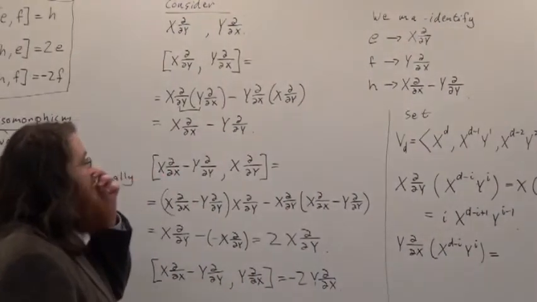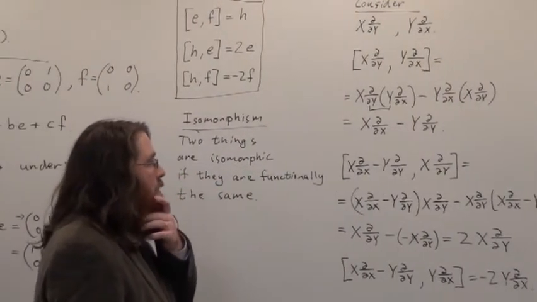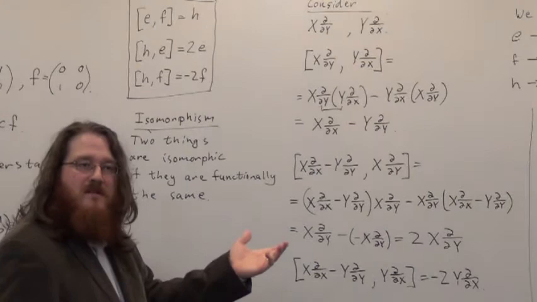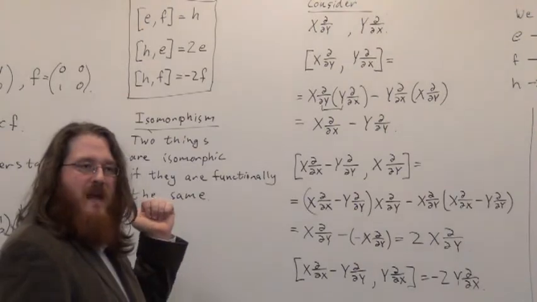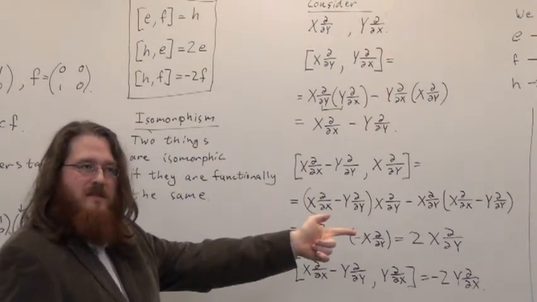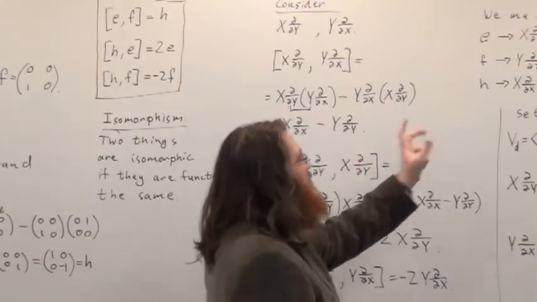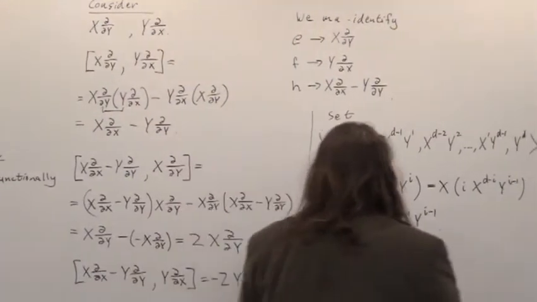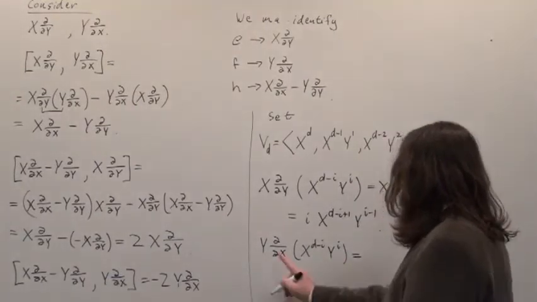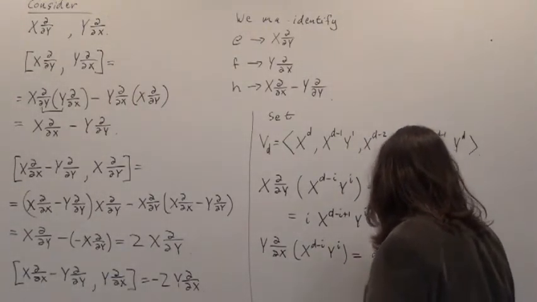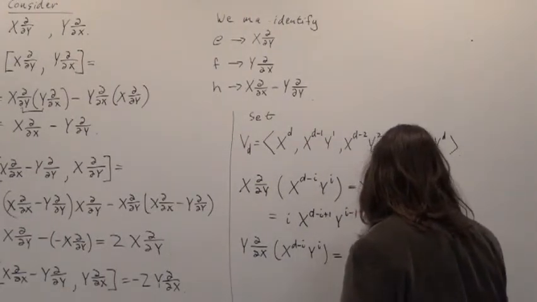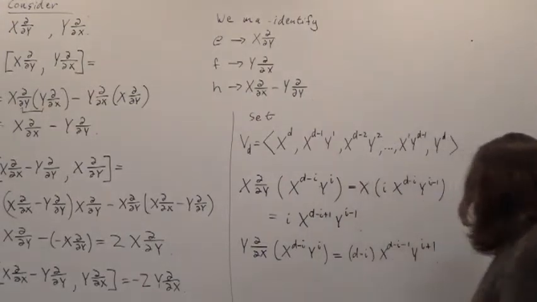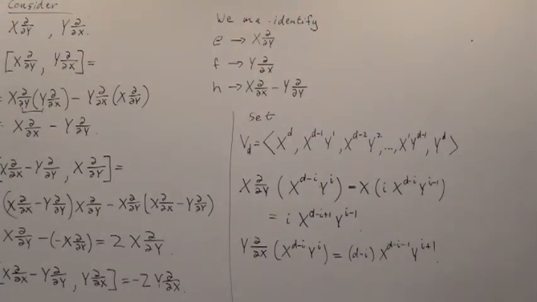What about my F element? What does that do? Well, we can actually kind of guess. If E moves me to the left, F's probably going to move me to the right. E and F seem to have a kind of symmetry. So differentiate with respect to x, multiply by y, we pick up a d minus i, x^(d-i-1), y^(i+1). Matching our guess pretty well. And lastly, what does H do?